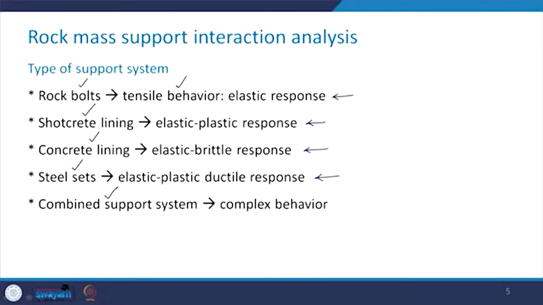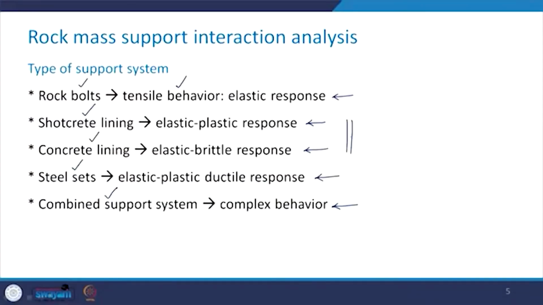If the requirement is such that we have to install more than one type of support system in the same tunnel, that is called a combined support system, and the behavior is quite complex in this case. We really cannot say whether it is going to be an elastic response, elastoplastic, elastoplastic ductile, or any of these which have been listed here. It is going to be a complex behavior.